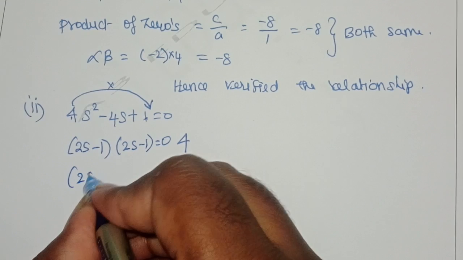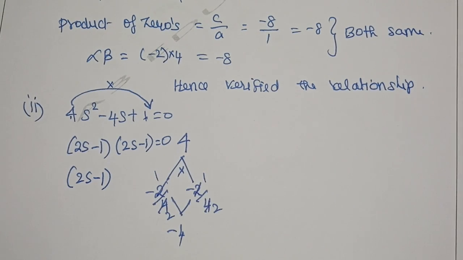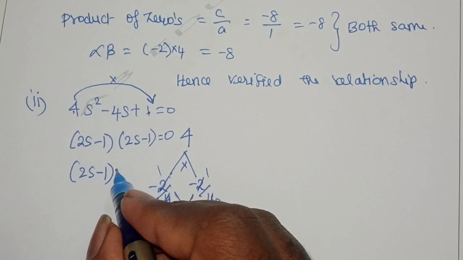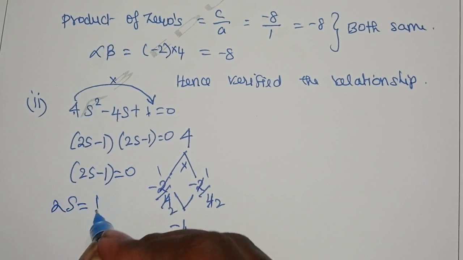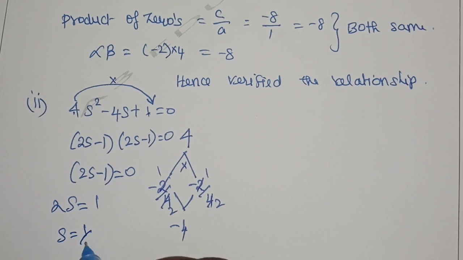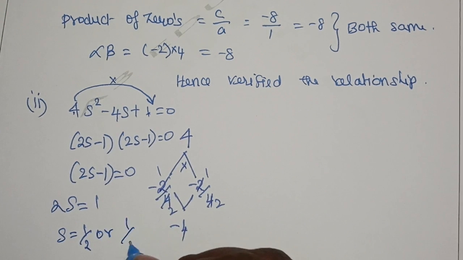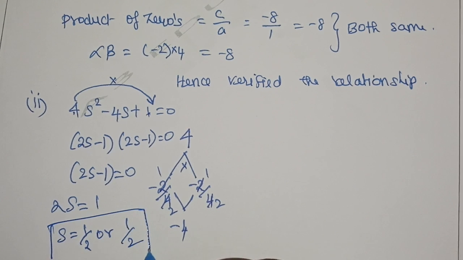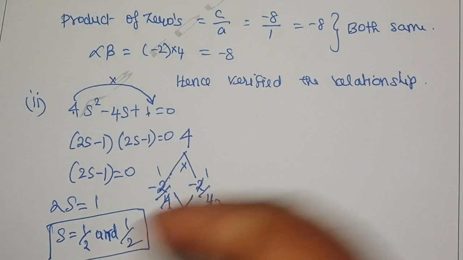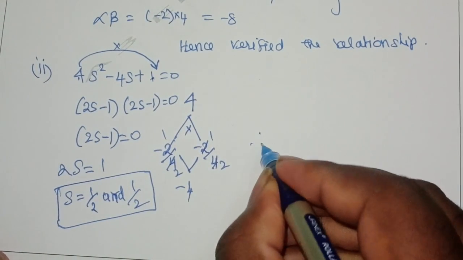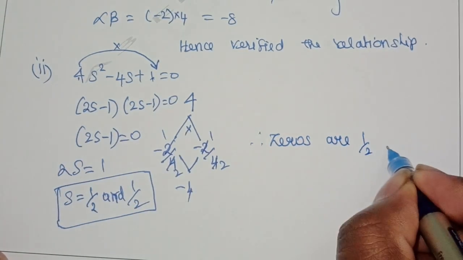Therefore 2s minus 1 equal to 0, so s is equal to 1 by 2. By solving both the equations we get 1 by 2. Therefore s is equal to 1 by 2 and s is equal to 1 by 2. Therefore the two zeros are 1 by 2 and 1 by 2.